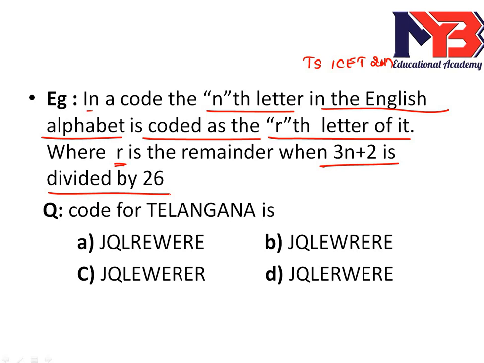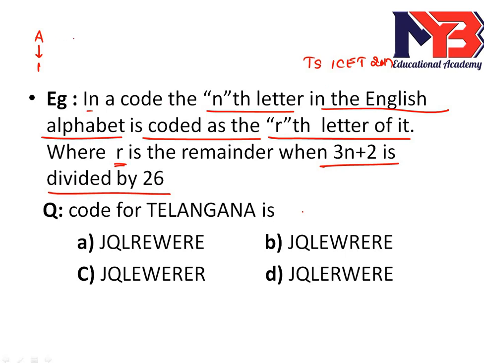So I understood that the nth letter is coded as the rth letter and R is nothing but the remainder when 3n plus 2 is divided by 26. Okay, it is very clear. So let me look at what is given here. Let me give you a clear idea how this is going to be done. For example, we have an alphabet A. What is the actual position of A? A is going to be 1. So the nth letter, the n value is going to be 1 here.